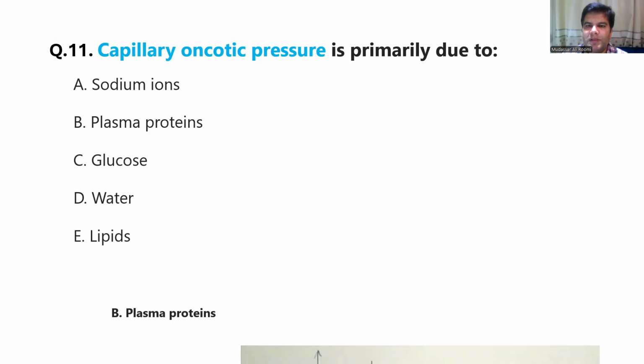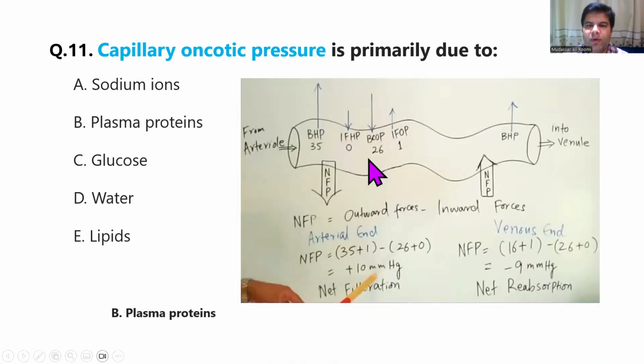Capillary oncotic pressure, which is also called blood colloidal osmotic pressure, has a value of 26 millimeter of mercury. This is because of plasma proteins, especially albumin and globulin. If you are asked in an examination which plasma protein is most important in exerting the oncotic pressure, or plasma colloidal osmotic pressure, the answer will be albumin.